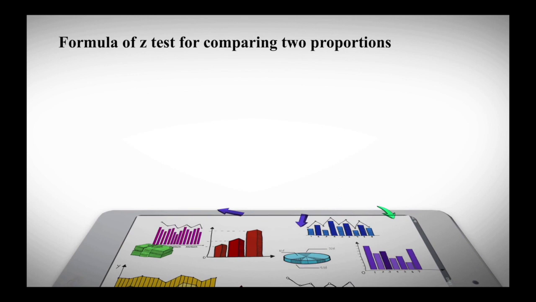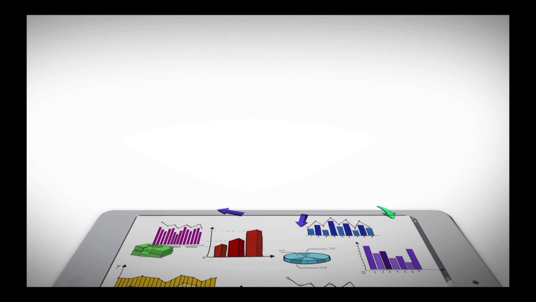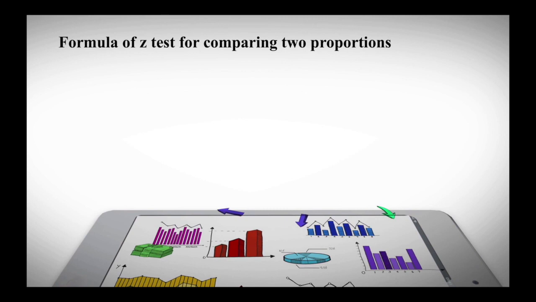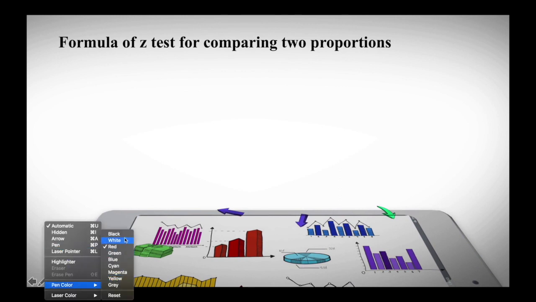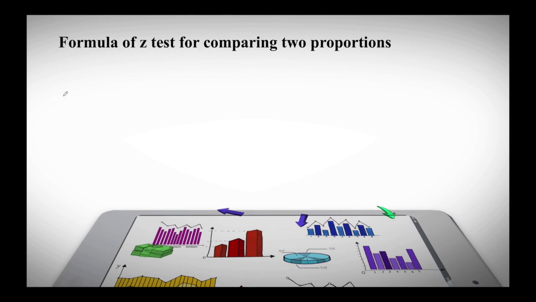So for the formula of the z-test for comparing two proportions, just take note of the formula, guys. Let me just get my black pen. Okay, so this will be our formula. Z equals p hat sub 1 minus p hat sub 2, minus the difference of p sub 1 minus p sub 2. So here, p hat is the sample proportion, and p is the population proportion.